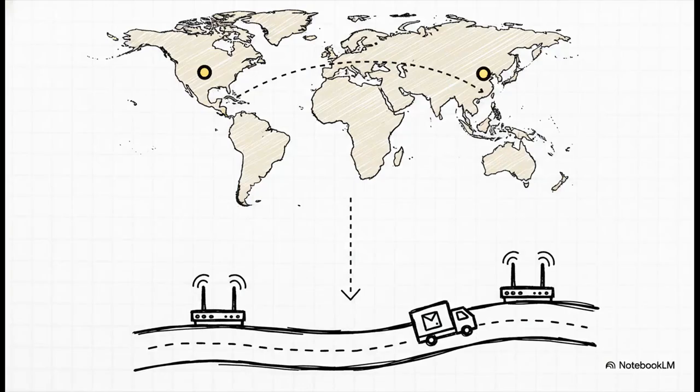Here's maybe the best way to nail this down. Layer 3 is the travel agent. It plans the entire trip from London to Los Angeles. It figures out the where. Layer 2 is the local taxi driver. It handles the how for each little leg of the journey, getting you from your house to the airport, then from the next airport to your hotel. Each of those little trips is a hop.